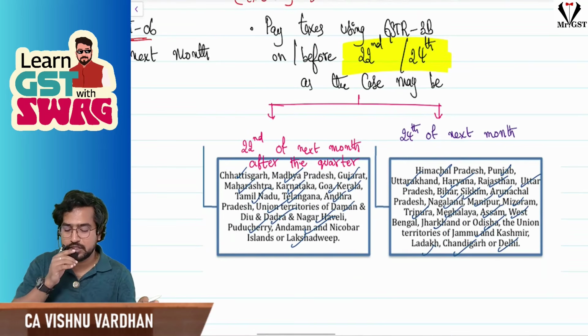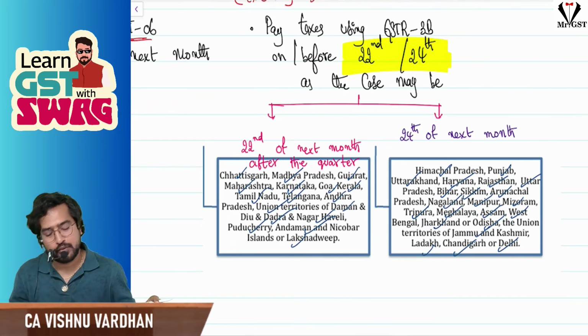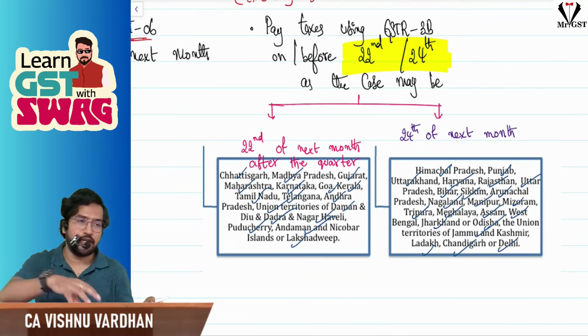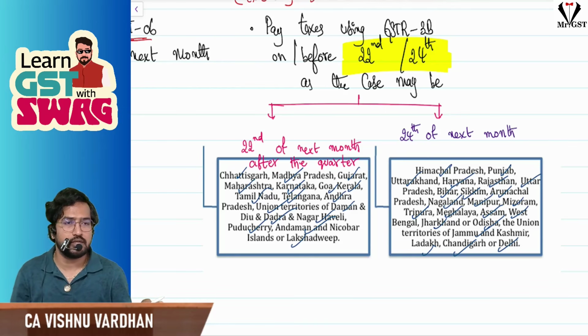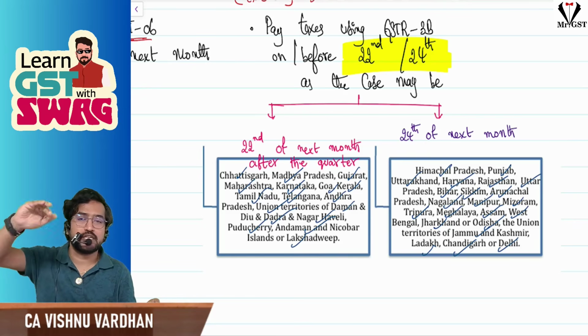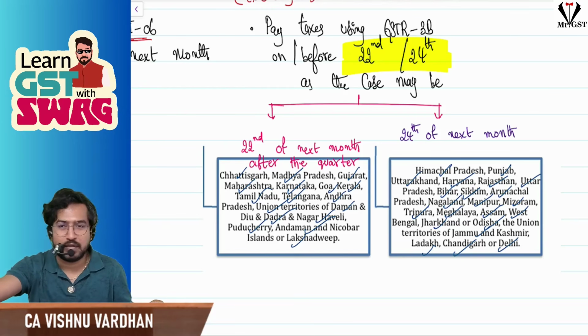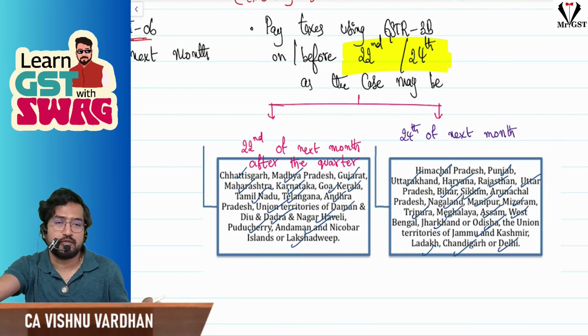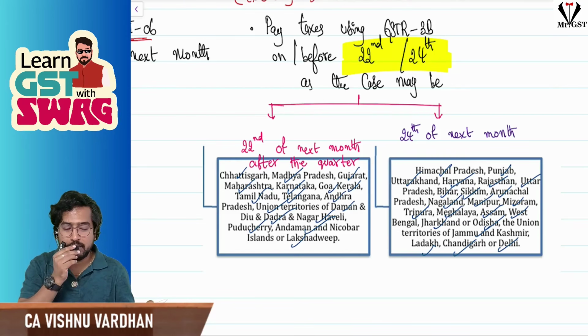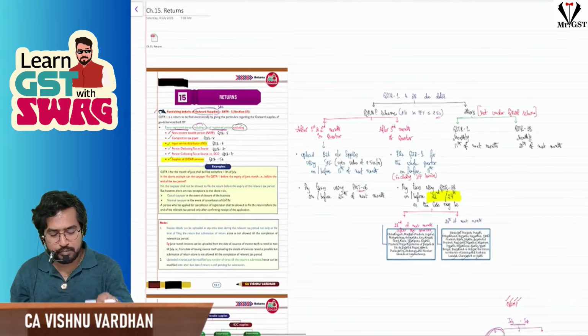And pay taxes using GSTR 3B on or before 22nd or 24th, as the case may be, depending on which state you are located. Clear? We have discussed it. The amount you deposited in the first month and second month will reflect in the cash ledger. If it is extra, you can carry forward or withdraw. If it is a shortfall, you have to deposit the balance amount. But how will you come to know if it is extra or shortfall? In 3B at the time of filing, after the quarter is over. Am I clear? So with this, we are done with the QRMP scheme.